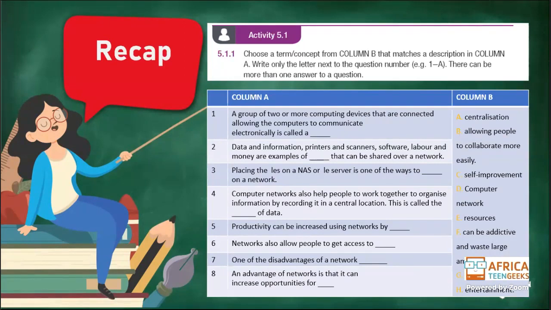Then one of the disadvantages of a network is... a disadvantage, which is it can be addictive. Okay, correct. And then an advantage of networks is that it can increase opportunities for what? What opportunities can be increased? Say, which is self-improvement. Perfect.